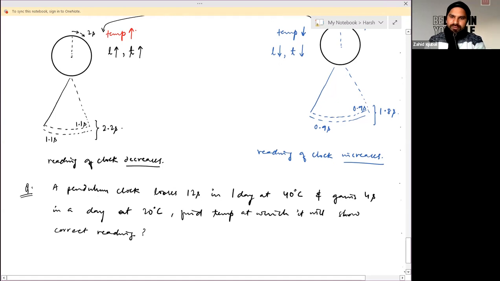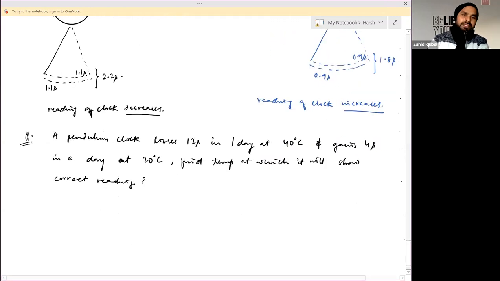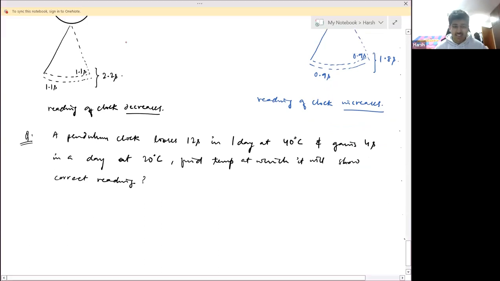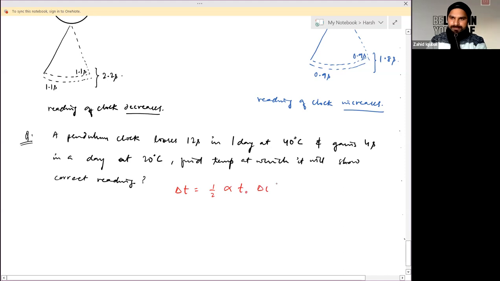So according to the above formula, we may write, delta T equals half alpha T naught times the change in temperature. This delta T defines how much time will be gained or lost relative to this T naught duration of time.